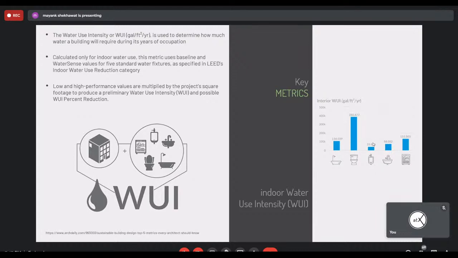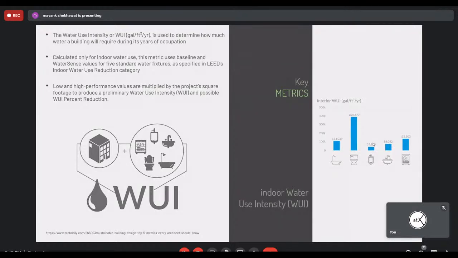Using fixtures that meet efficiency targets can also impact operating costs. This metric is calculated only for indoor water use, and it uses baseline and WaterSense values for five standard fixtures. Remember, five: shower, WC, urinal, sink, and dishwasher. Now, WaterSense is more like a standard. They tell you certain thresholds for each fixture, and if your fixture is using more water than that, then it's not very efficient. And if you can make it use less than that, then that's an improvement.